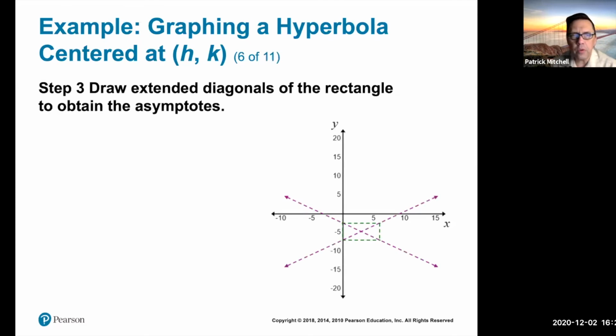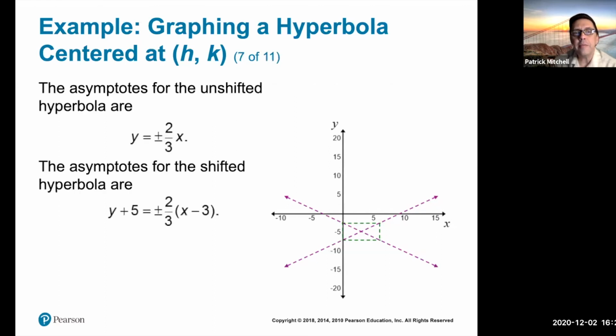Next, we'll draw our asymptotes through the diagonals of the rectangle. The asymptotes for the unshifted hyperbola, so this is exactly the way I would do it, right? Pretending that the center is at the origin would be y equals plus or minus 2/3 x. The asymptotes for the shifted hyperbola are y plus 5 equals plus or minus 2/3 times x minus 3, all right? And you probably don't really need the equations of those lines. Really, all you need to do is draw them, and that's easy, right? Because they just go through the diagonals of the rectangle.